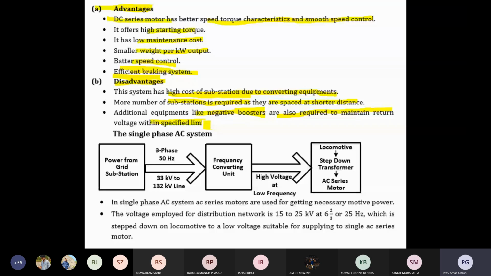Negative booster means a voltage booster transformer. Normally we talk about the booster transformer, but in the case of DC, negative boosting is also required.